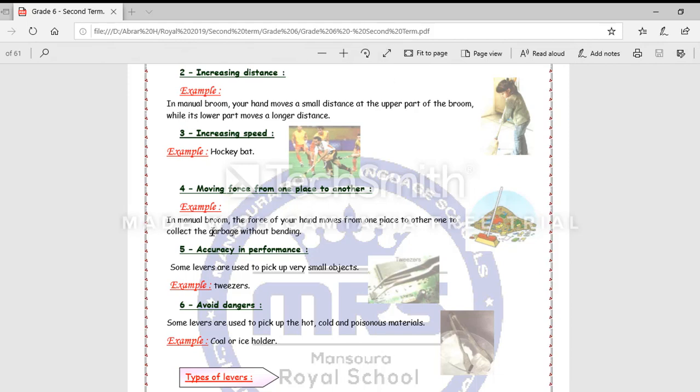The third function of the lever is to increase speed, like the hockey bat. It increases the speed of the objects that we hit.